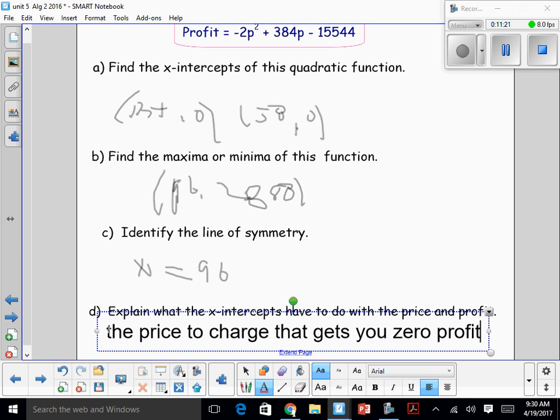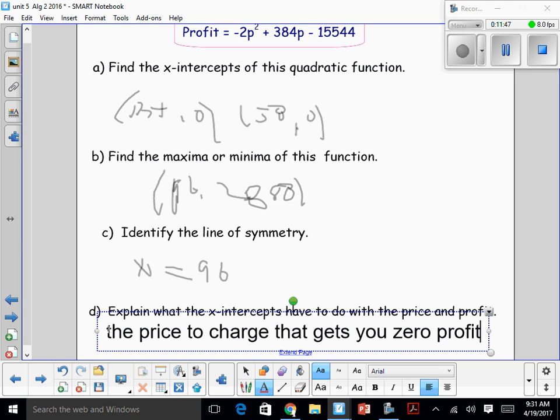All right. The next question is on the flip side of the page. I think it's going to ask us about the maximum. What does the maximum represent? Anybody still writing this guy here? The price to charge that gets you zero profit. That's a better way to say it, but that's what I got for now.